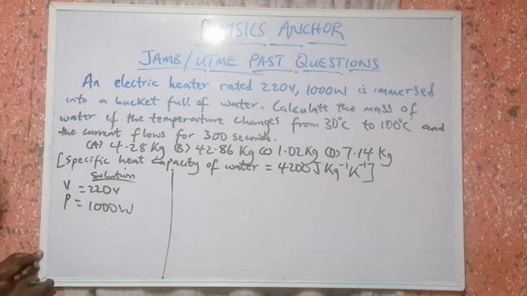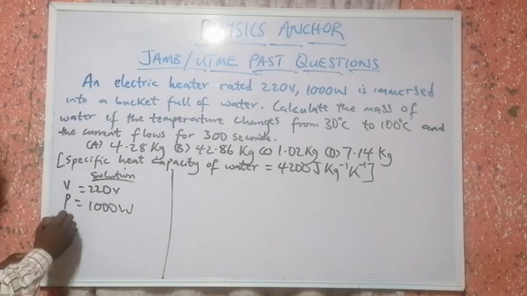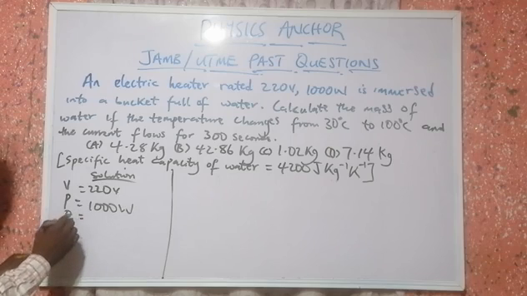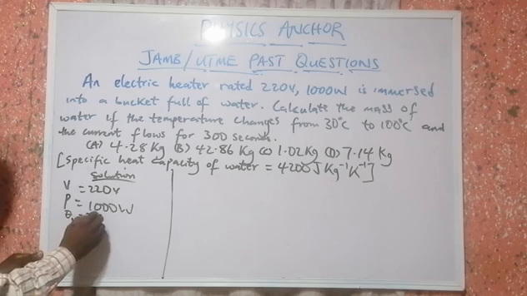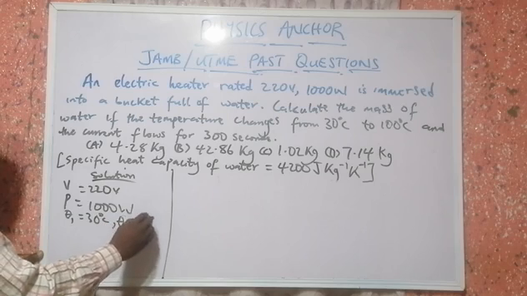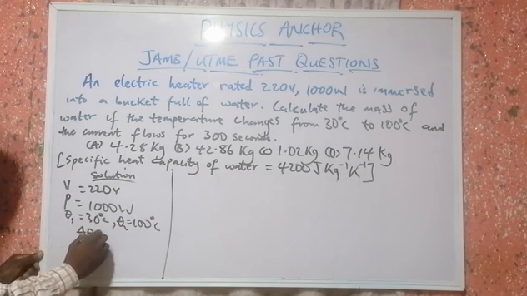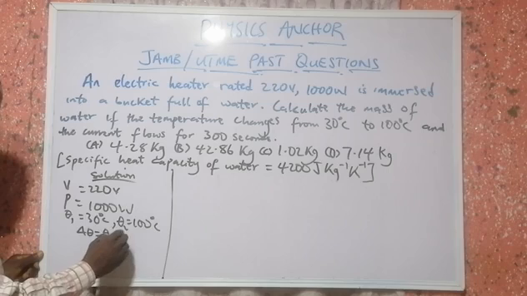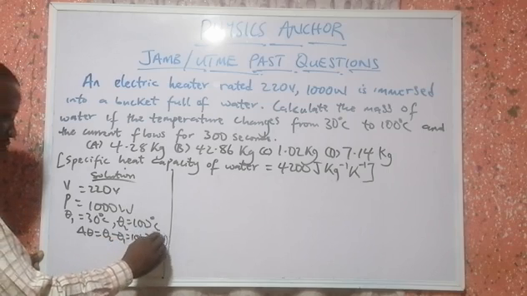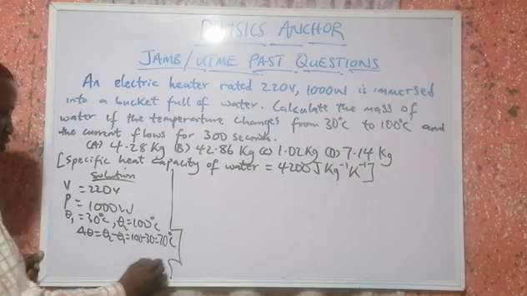We also have the temperature changes. Let's start with theta 1, that's temperature 30 degrees, and we have theta 2 equals 100 degrees Celsius. So we can easily find the change in temperature as theta 2 minus theta 1, which will be 100 minus 30, and that will give us 70 degrees Celsius. Okay, so we already have this.